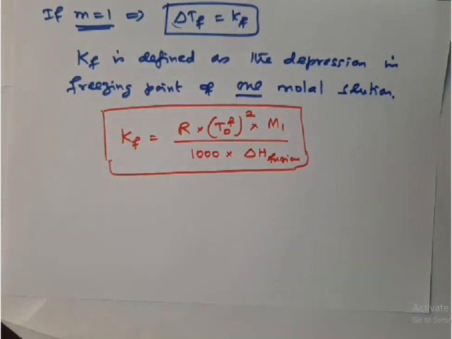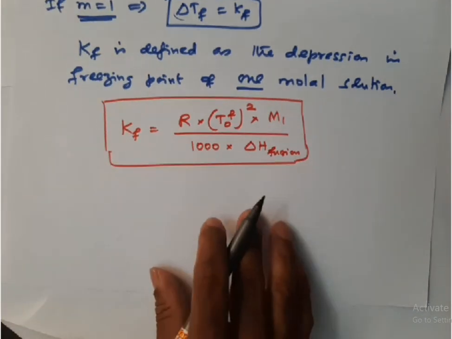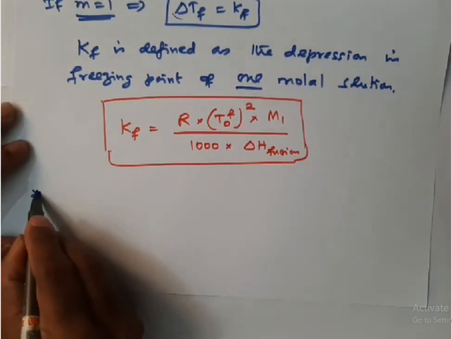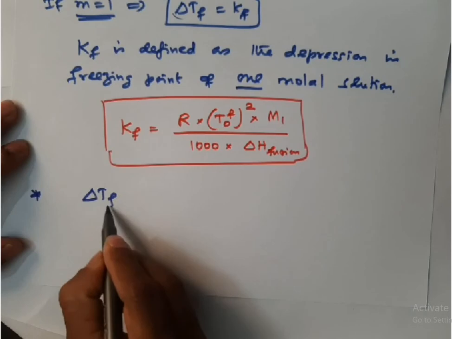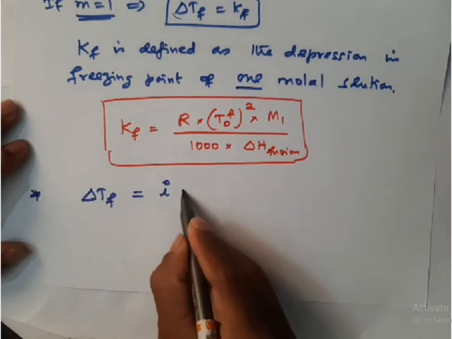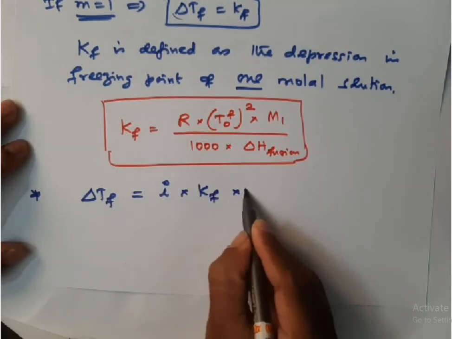Yes, sir. Okay. Now, students, this is very, very important. See, delta Tf is equal to i into Kf into m, right?